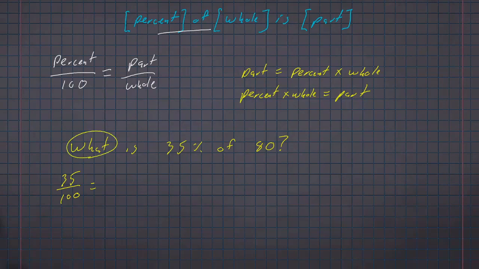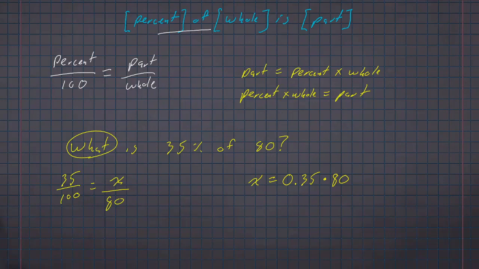Well, I have no idea what. That's what variables exist for. Call that x over 80. To write it as an equation, again, I have no idea what, so call it x. Is means equal sign. 35% as a decimal is 0.35. Of means multiply, and then 80. Personally, I find the percent equation to be a little bit easier, but you are not me. You may find that setting it up as a proportion makes more sense to you.